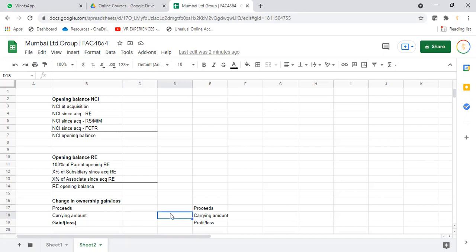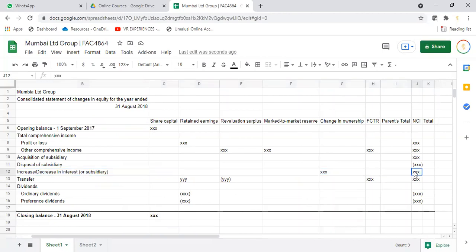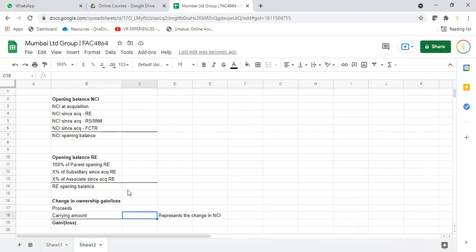This number over here, the carrying amount, represents the change in NCI. So whatever answer you get over here must be plugged in by NCI. Okay, which direction? Well, it depends. If you are decreasing your interest, that means NCI is increasing, so the answer must be positive. If you are increasing your interest, that means NCI must be decreasing, then NCI will be negative. Okay, so just take note of that.